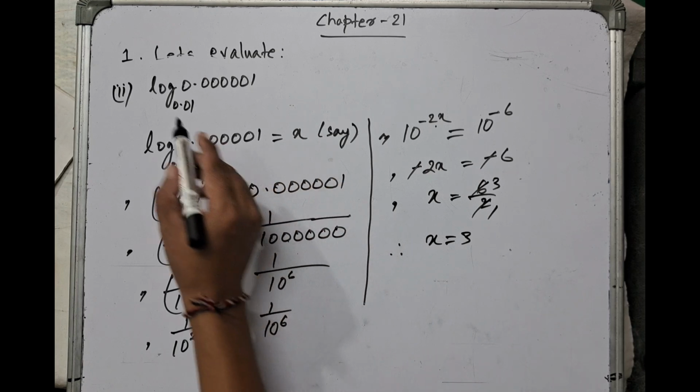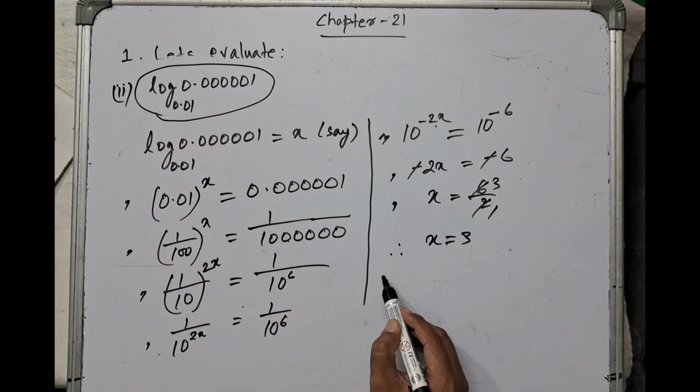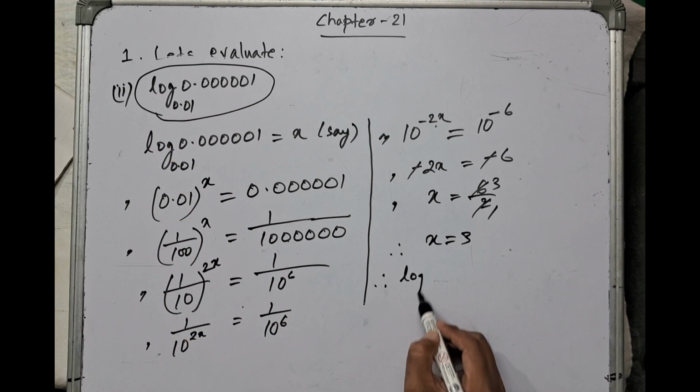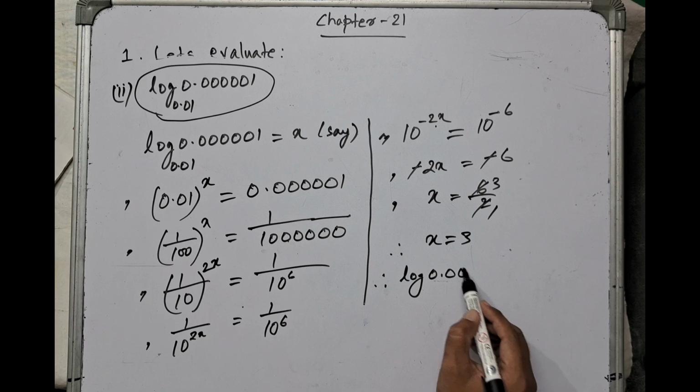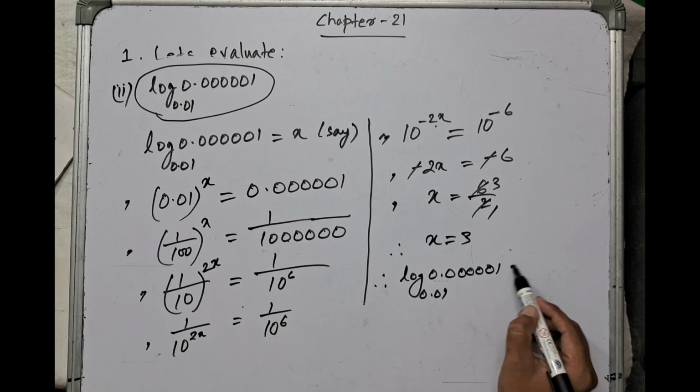x means this. This means the value of this number is 3. Okay. Therefore, log of 0.001 to the base 0.1 is equal to 3.